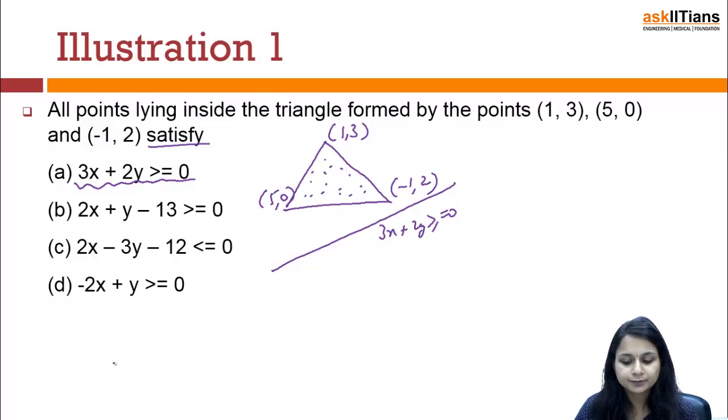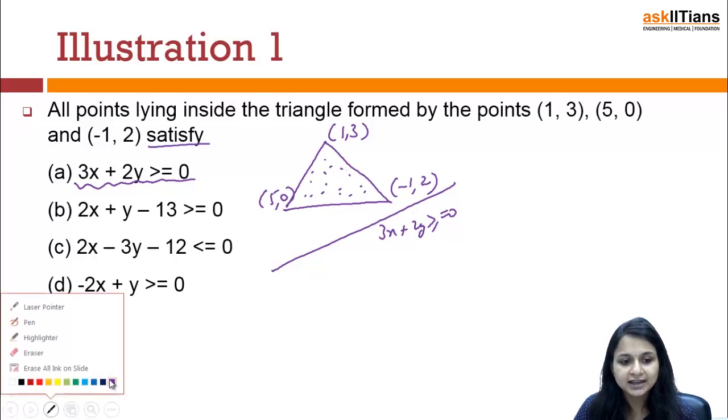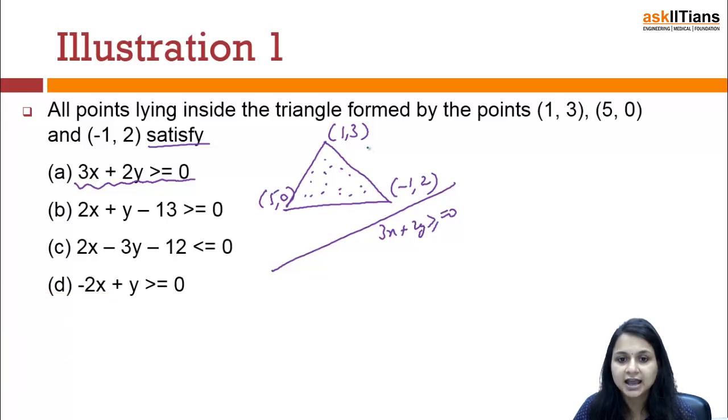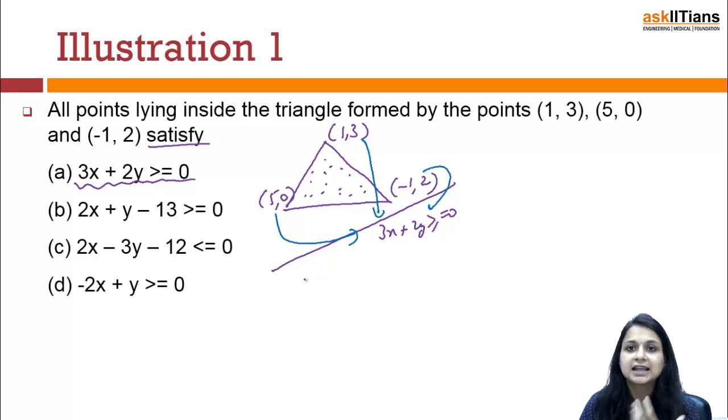This means that I should be getting the same sign when I put (1, 3), when I put (5, 0) and when I put (-1, 2). If I am getting the same sign, suppose 3x + 2y is always greater than or equal to 0, when I put (1, 3) or (5, 0) or (-1, 2), that means all these points will also satisfy it. So let's write the inequations and all the points and see if we are getting the same sign.